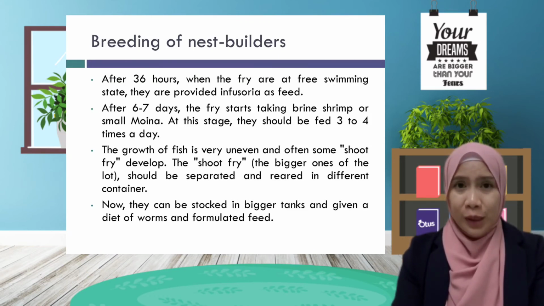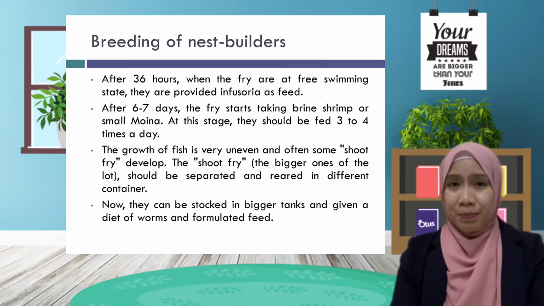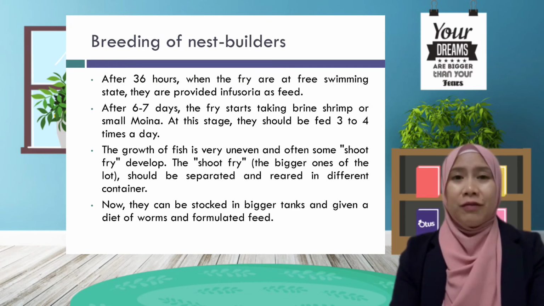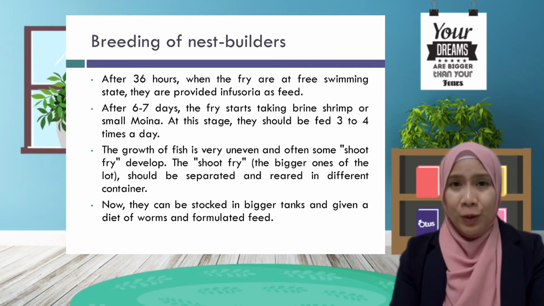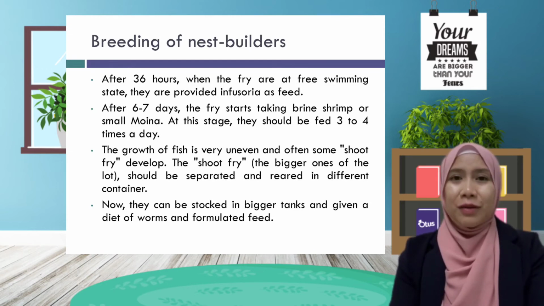The growth of fish is very uneven and often some shoot fry develop. The shoot fry, which refer to the bigger ones, should be separated and reared in different containers. Now, they can be given a diet of worms and stocked in bigger tanks and given a formulated feed.